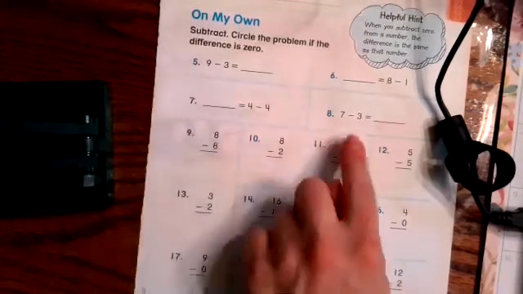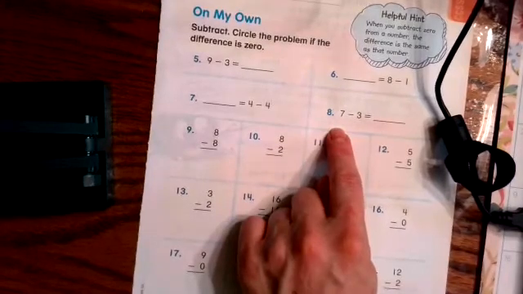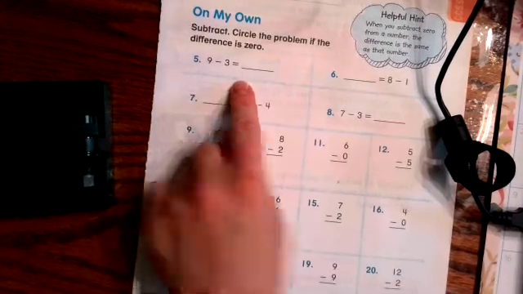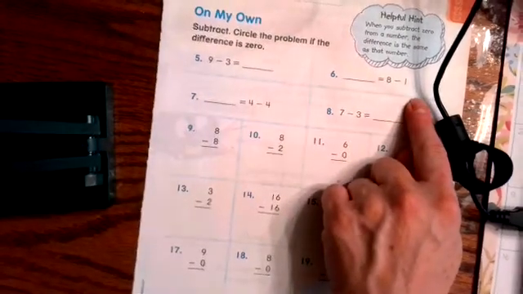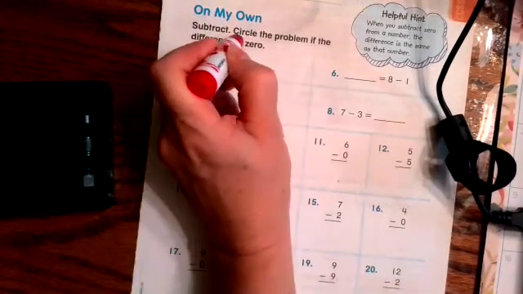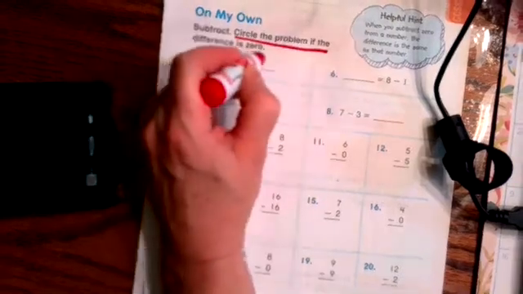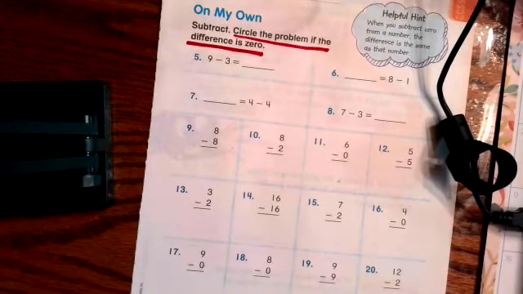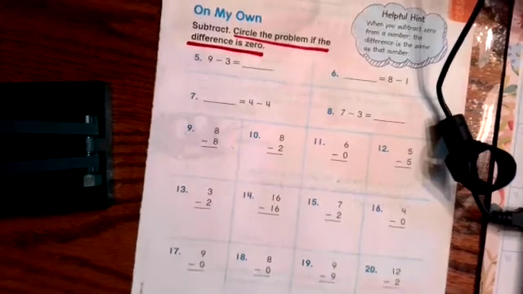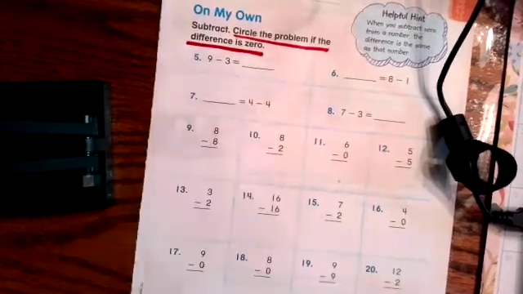Up here though, 5 through 8, regular subtraction, just like we started out with yesterday, right? So 9 minus 3, 8 minus 1, okay, and so on. It does tell you to do something here though. It says circle the problem if the difference is 0. That is part of your grade. So that means if the answer is 0, you circle the problem. Okay, so from 5 all the way to 24, anytime you get an answer of 0, you will circle the problem.